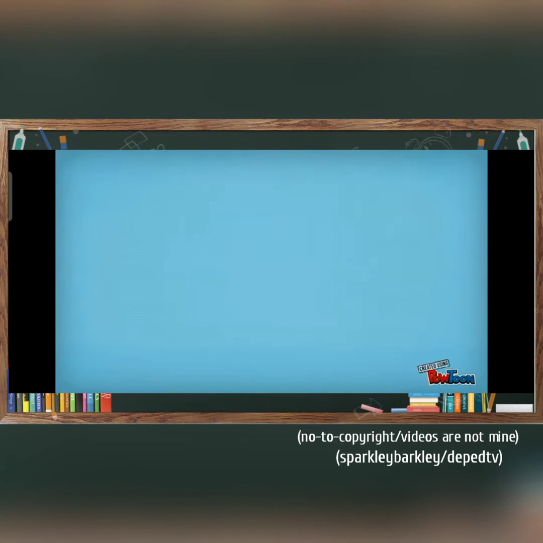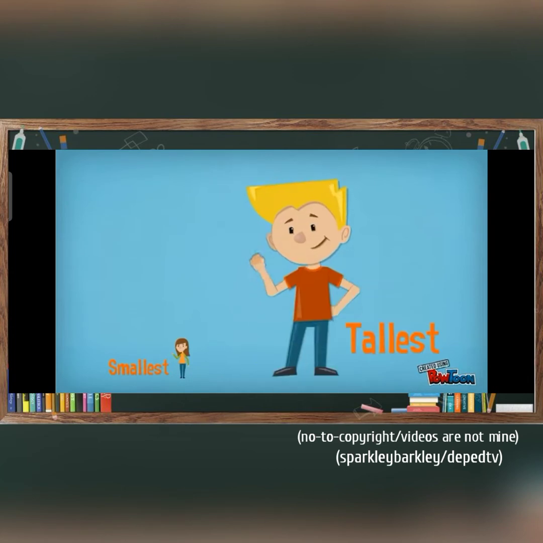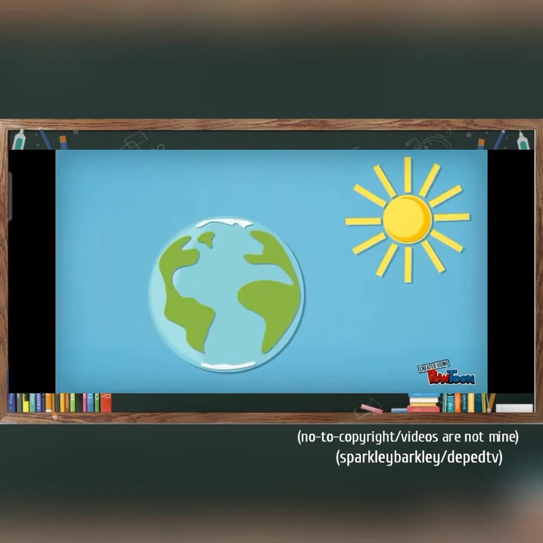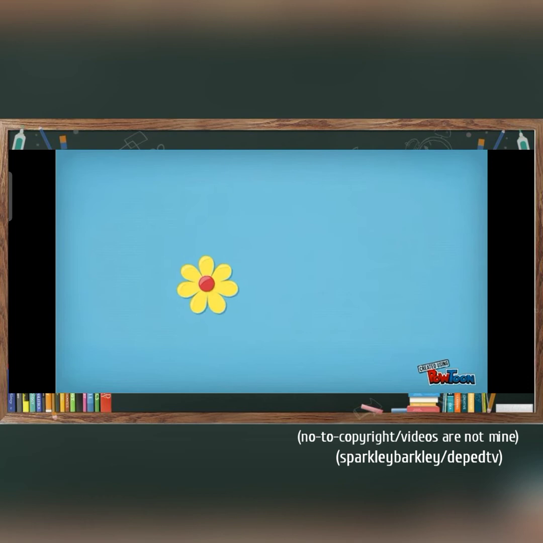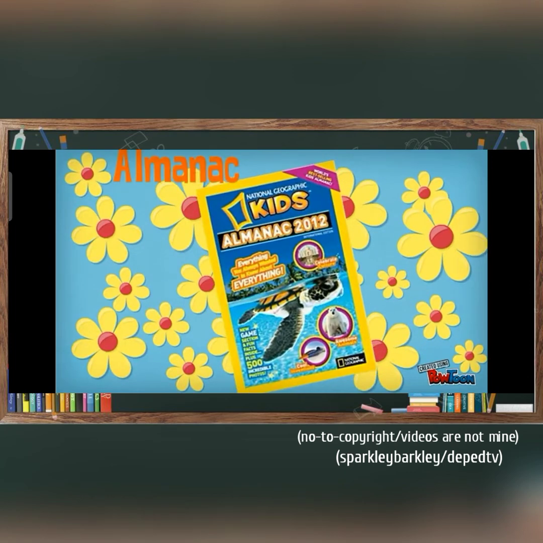So, if you want to know quick facts like the fastest, or the smallest, or tallest, or when the sun rises and sets, or when the best time to plant a crop is, then you need an almanac.